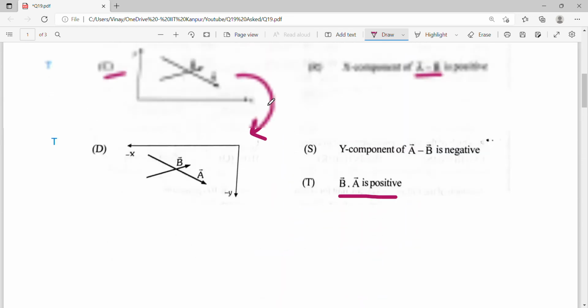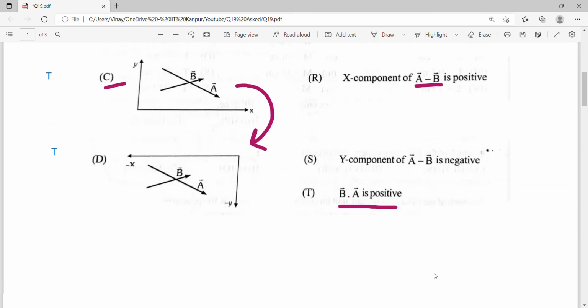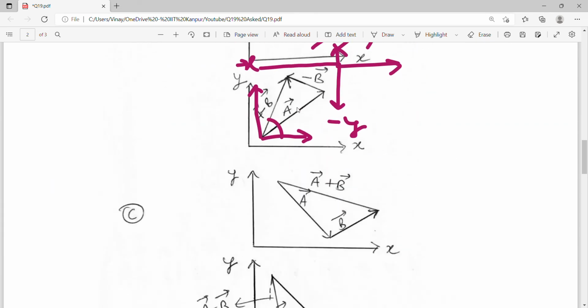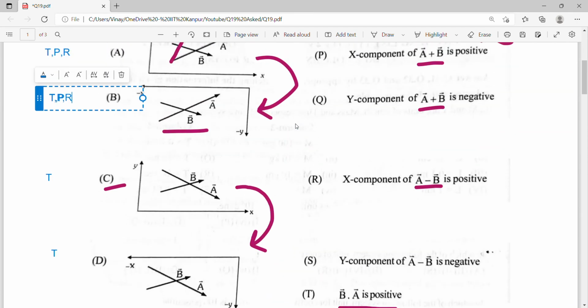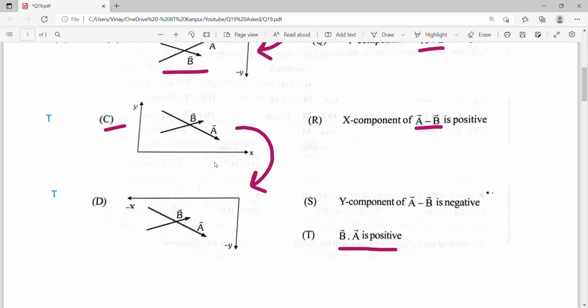तो सेकंड बी वाले ऑप्शन में ये हुआ कि नहीं, फिर से वही R, मतलब X component of A minus B is positive और Y component of A minus B is negative. No, it wasn't negative. See, Y component of A minus B is positive as well, right? Now अब आते हैं C में. सिमिलरली हम C का करेंगे और D और C का साइमल्टेनियसली आंसर निकालेंगे, राइट?